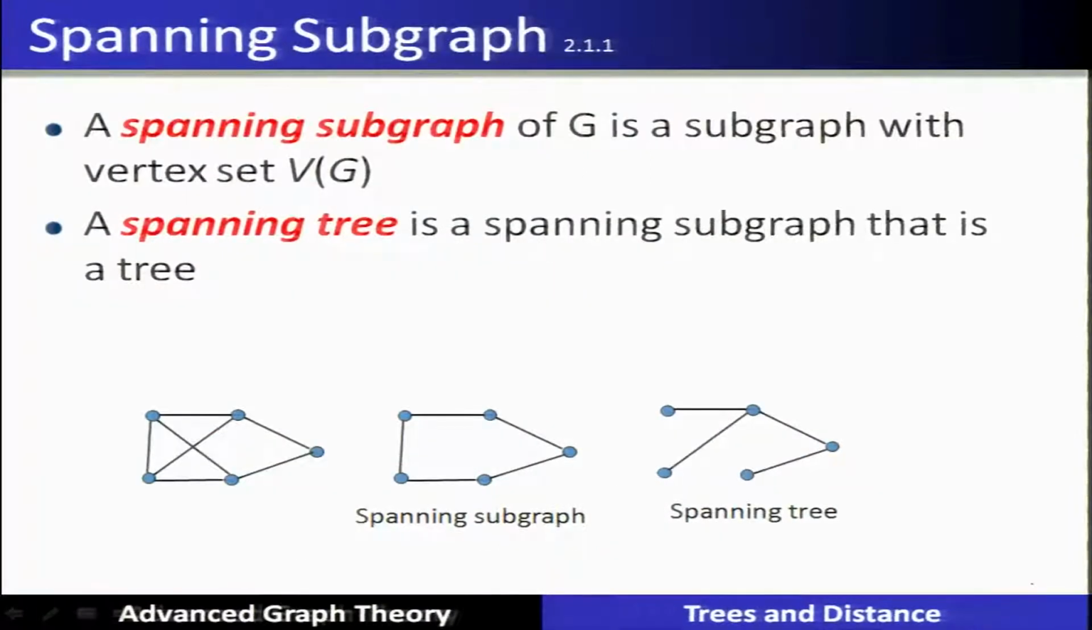Spanning subgraph. A spanning subgraph of a graph is a subgraph with the vertex set V(G). That means a subgraph which includes all the vertices of a graph is called a spanning subgraph. A spanning tree is a spanning subgraph that is a tree. Take this particular example, this is a graph G, and if we include all the vertices and some subset of the edges, then it is called a spanning subgraph.